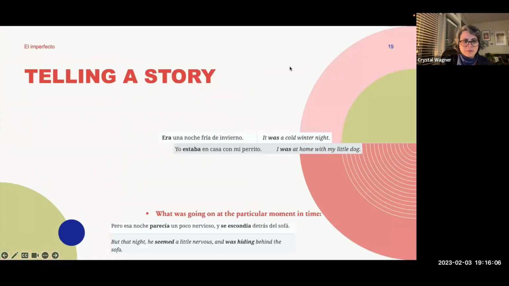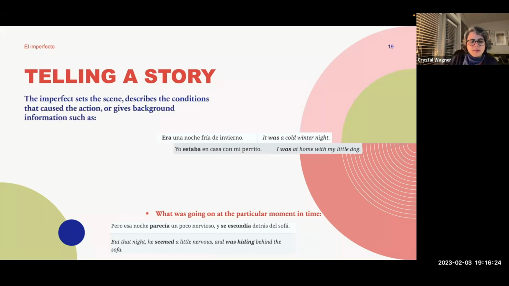Let me clear all of this. Telling a story is also how we use these two tenses together. So let's start with remembering that we definitely need to use the imperfect to give those descriptions, to paint a picture. It sets the scene, describes the conditions that cause the action, or gives background information. Like, por ejemplo, era una noche fría de invierno, right? So remember that ser in the imperfect is irregular, so it's era. Yo estaba en casa con mi perrito.